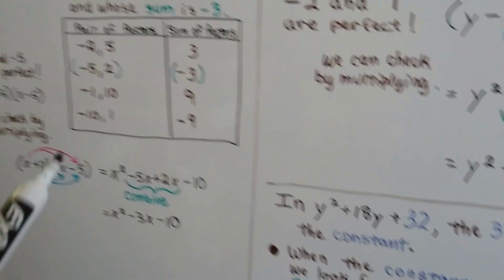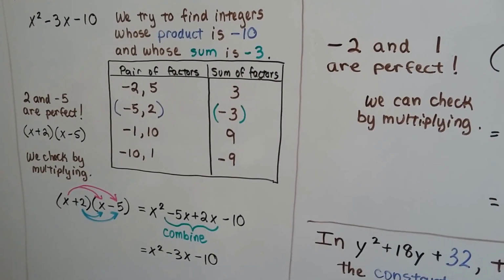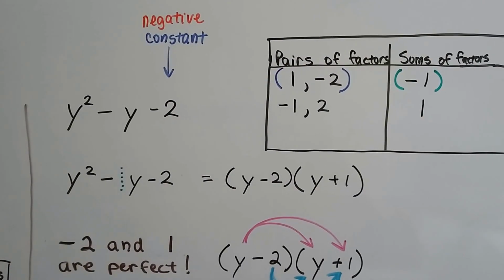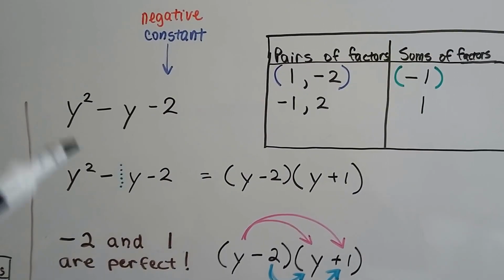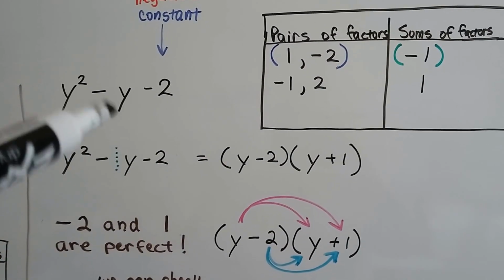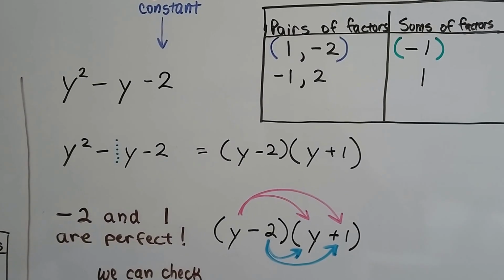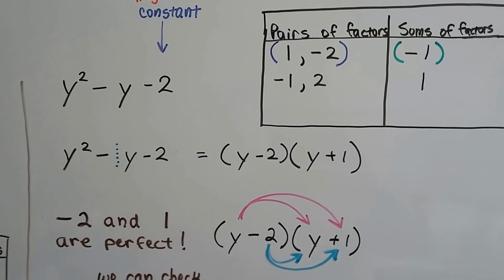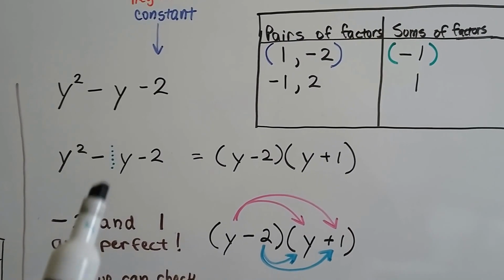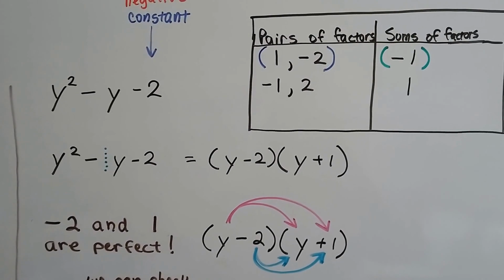Now look what happened with this negative 10 constant. We had a plus and then a minus, see? And we're going to have the same thing happen again because we've got another negative constant, don't we? So we've got y² minus y minus 2. We know there's an invisible 1 right here, like this, isn't there? So we need to find two numbers that when they are multiplied together, they're going to make this negative 2, and when they're added together, they're going to make a negative 1.